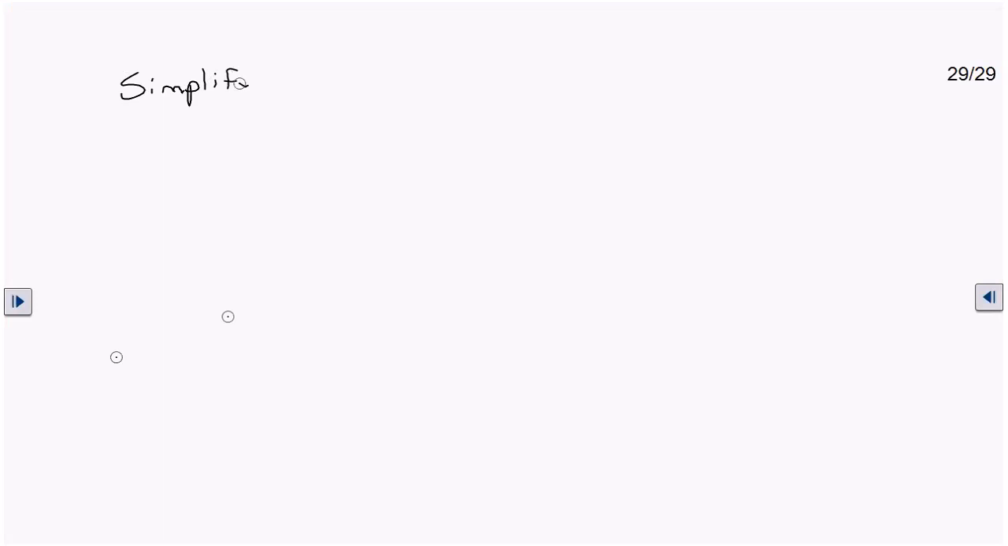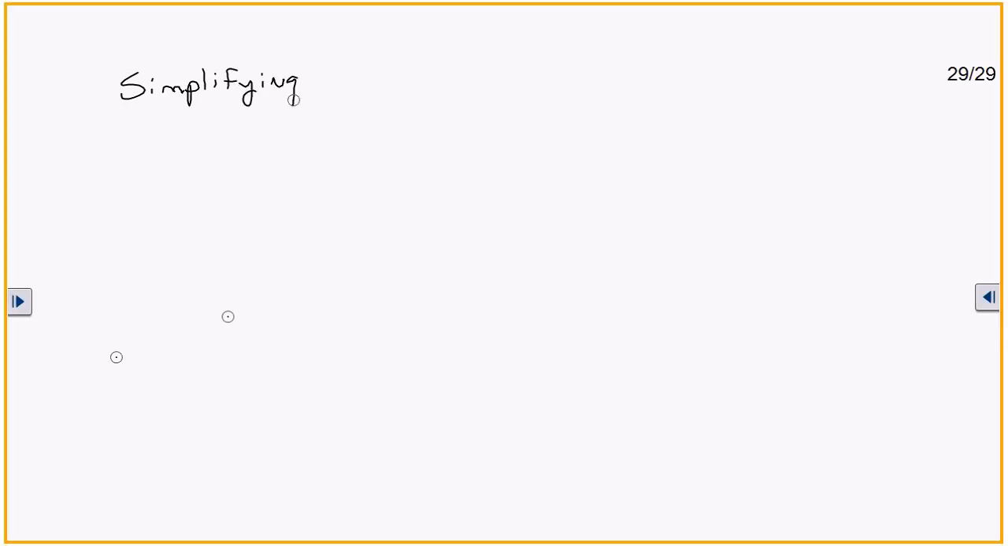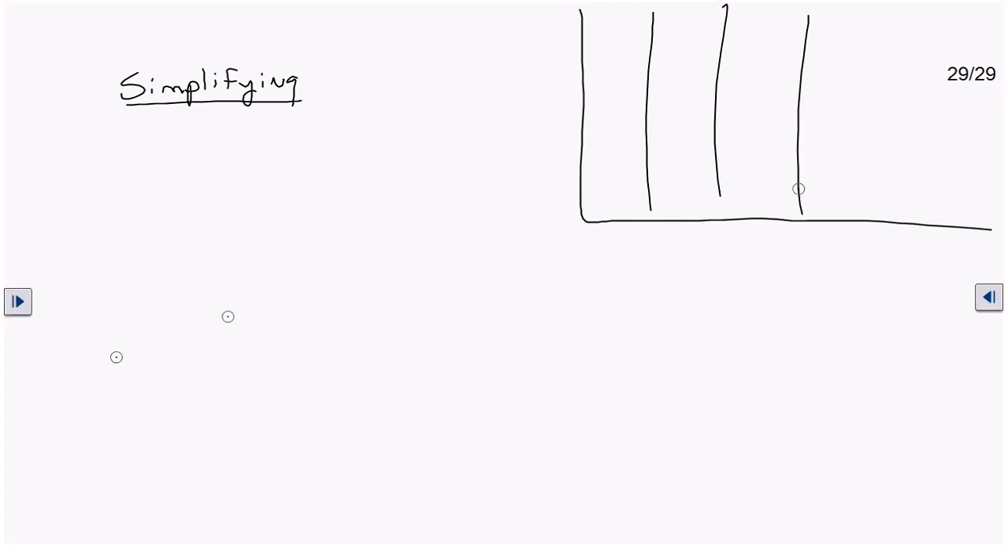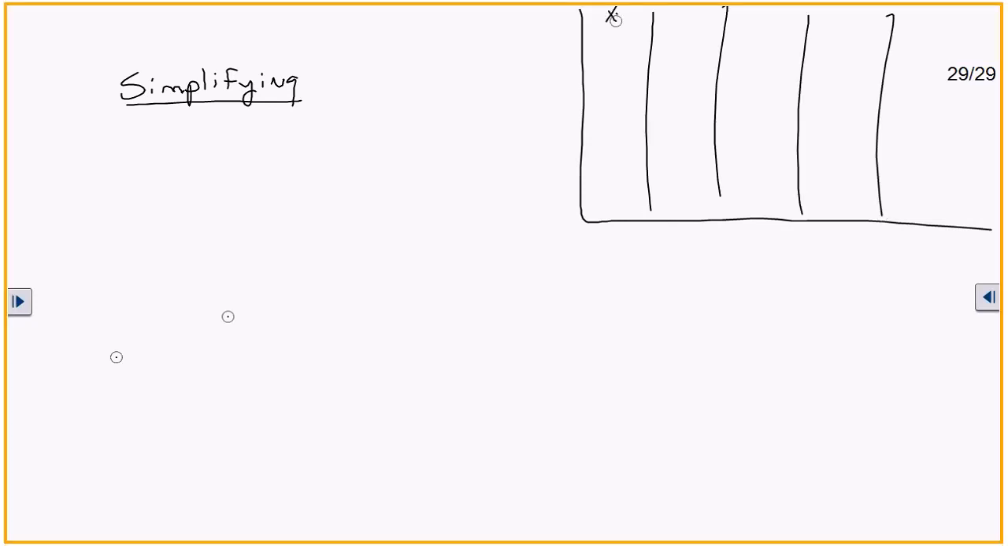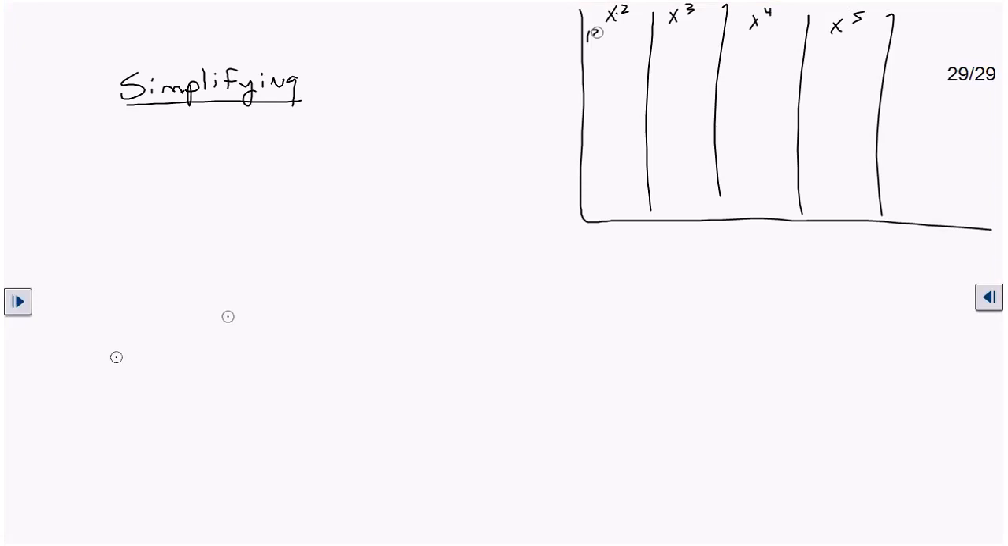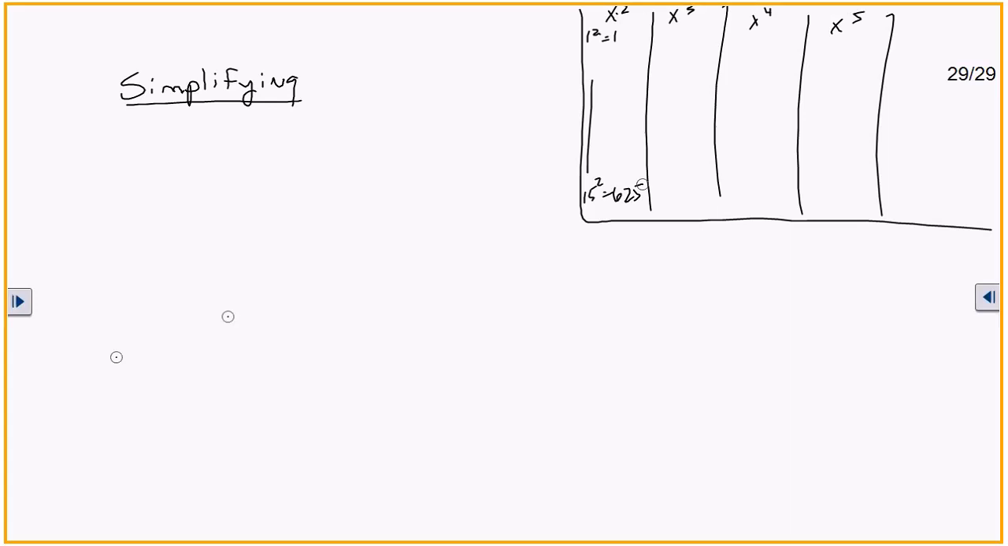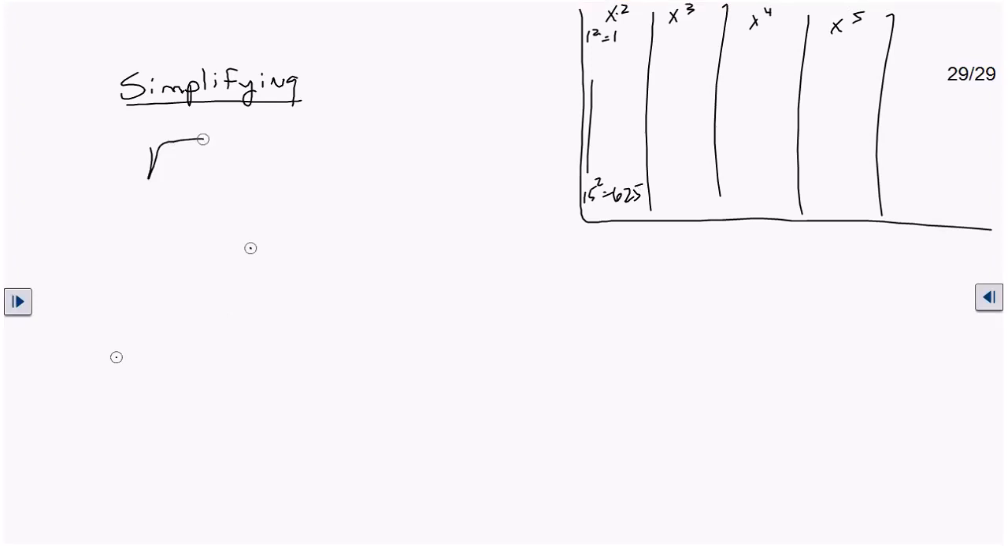This is where that index card is going to come in handy. I told you to write an index card and divide it into 5 columns. Put x squared up here, x to the 3rd, x to the 4th, x to the 5th, and then do 1 to the 2nd is 1, down to 15 to the 2nd is 625, and so on. Fill it out. Because I'm going to give you a problem like the square root of 45.